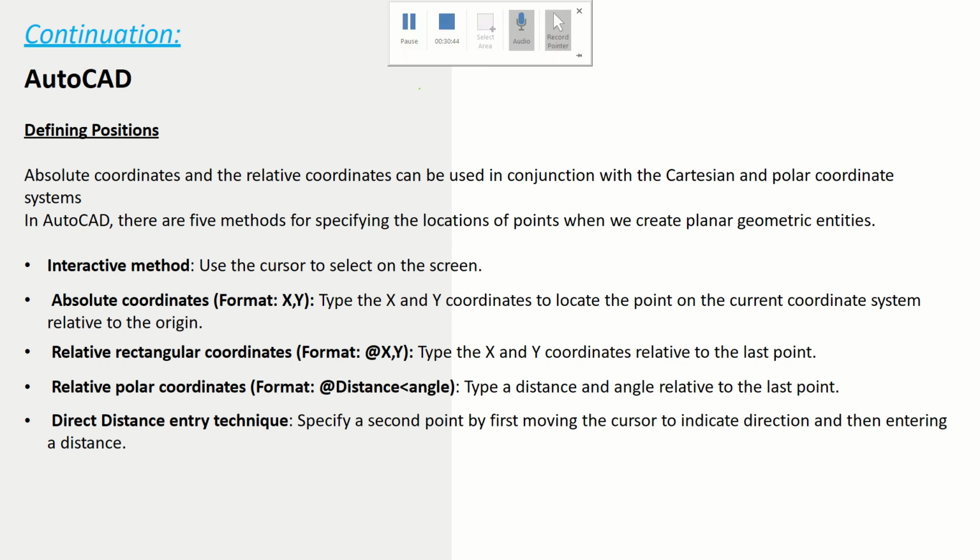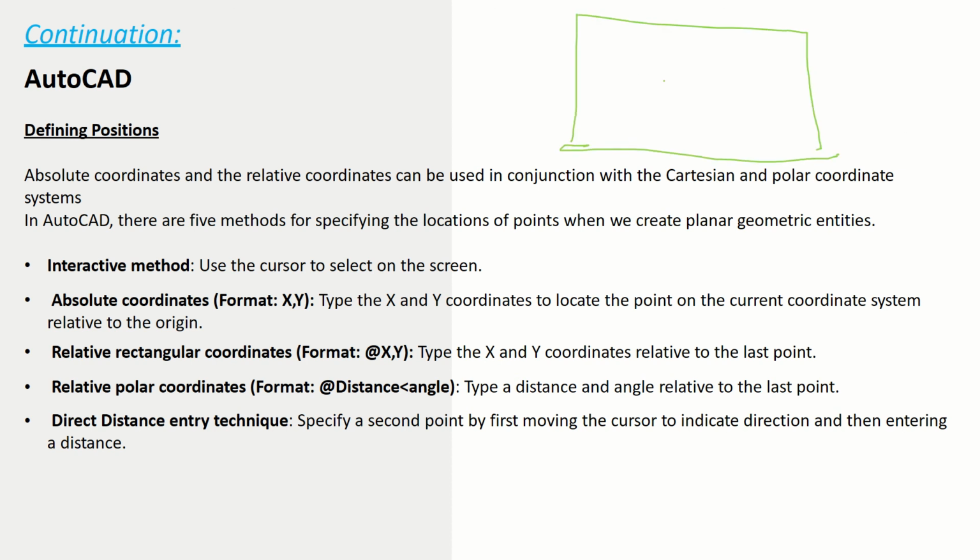There are 5 different ways. Absolute coordinates and relative coordinates can be used in conjunction with the Cartesian and polar coordinate systems. In AutoCAD, there are 5 methods of specifying the location of points when we create planar geometric entities. One is the interactive method. You use the cursor to select on the screen. So if this is your AutoCAD interface, as you can see my cursor moving, you just select on the screen, wherever you pick, this is what we call the interactive method. You just click, you pick a point, and maybe then you can outline that.